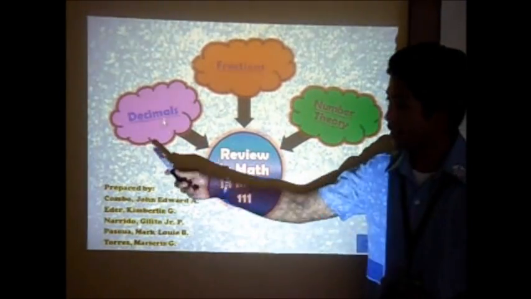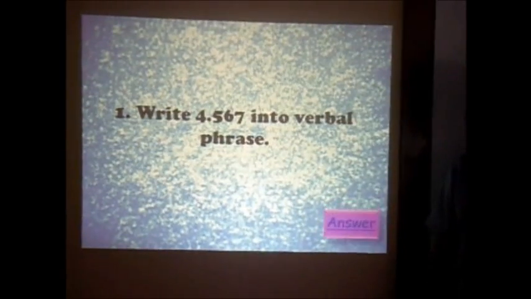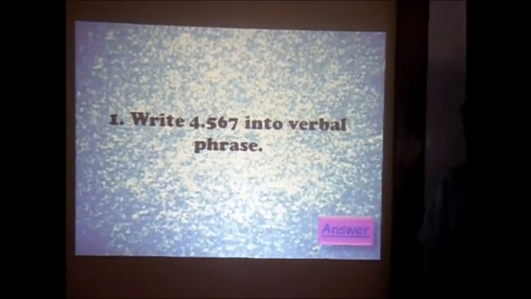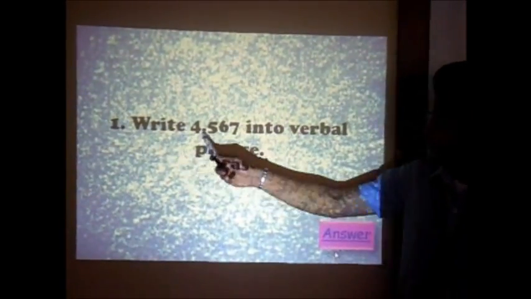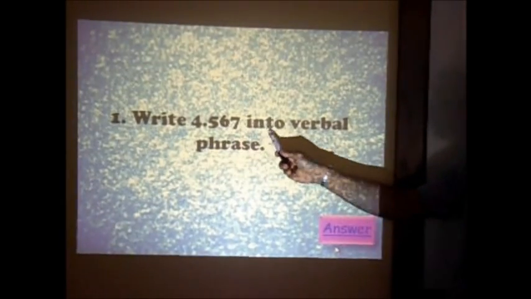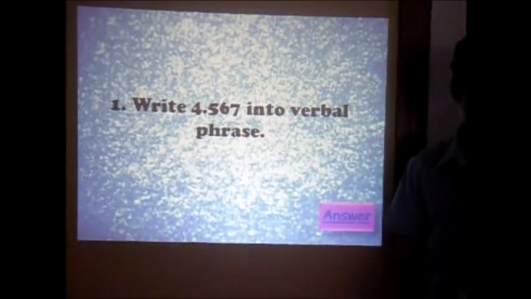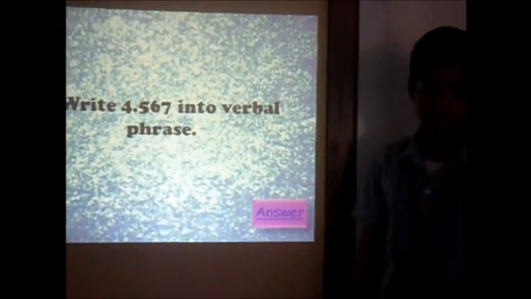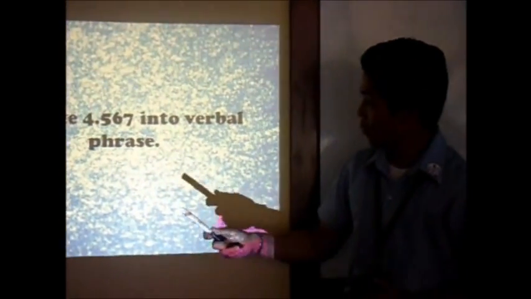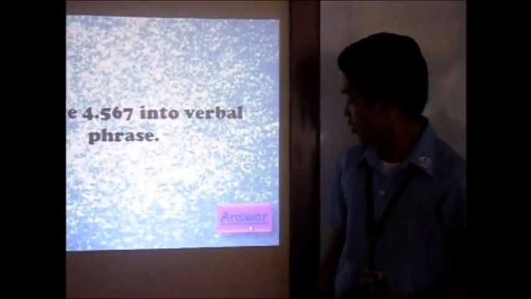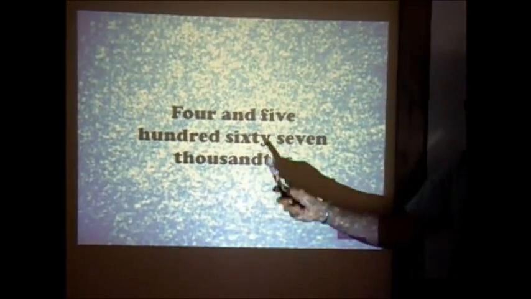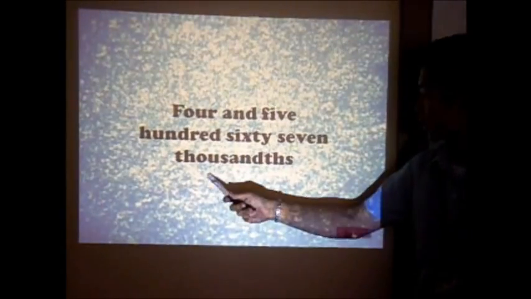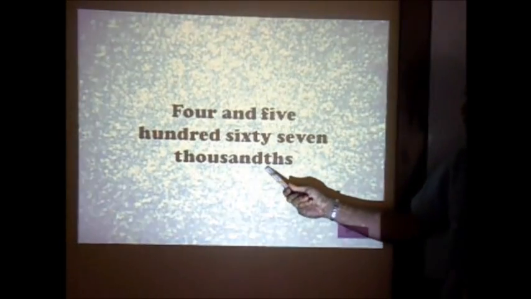The last topic is decimals. Our question number 1 is: write 4.567 into a verbal phrase. When we say verbal phrase, it is changing the numerical numbers into words. So the answer for this is 4 and 567 thousandths. Take note of the ths.